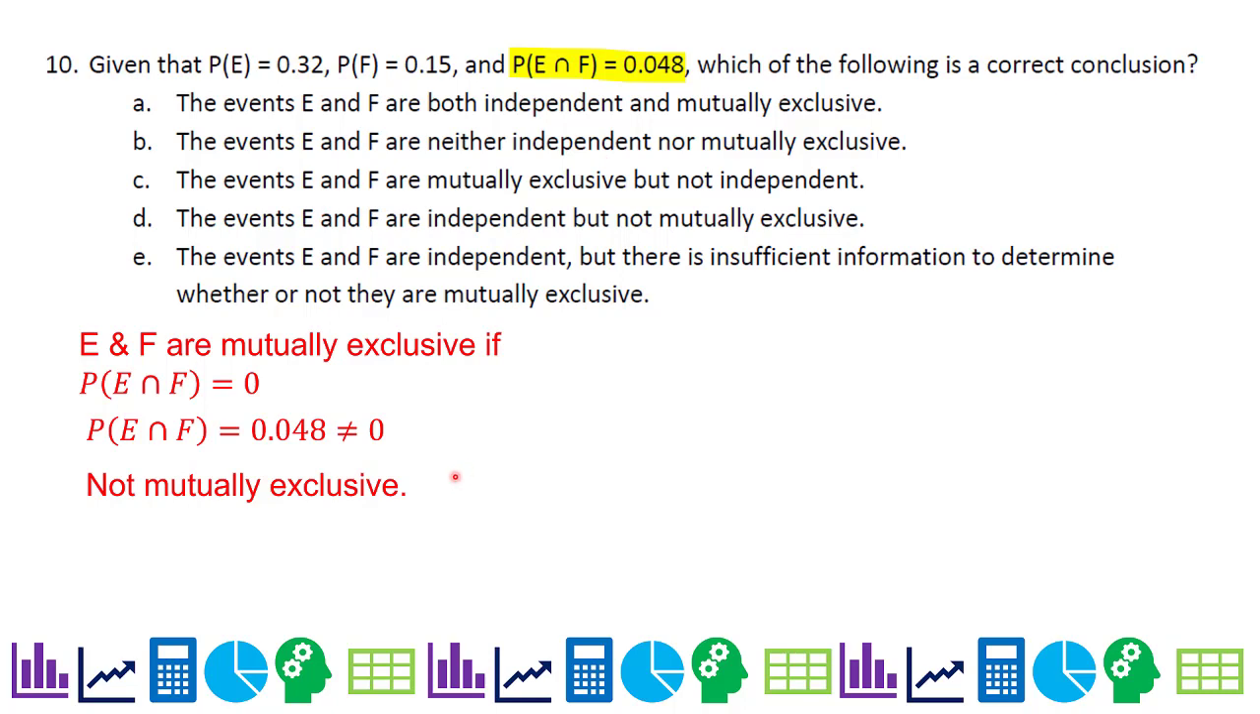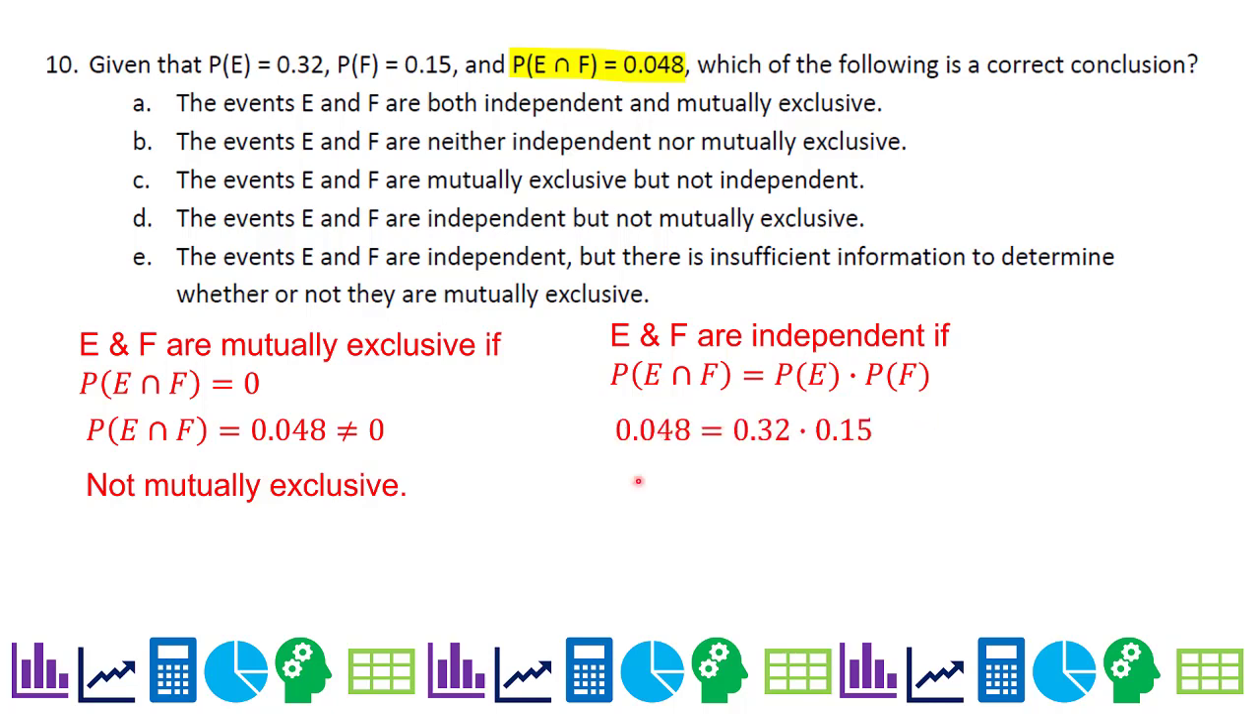Then let's go ahead and look at independence. They're independent if the probability of E and F is the same as saying probability of E times probability of F. So here's E and F, the 0.048 from above. Probability of E is 0.32, probability of F is 0.15.